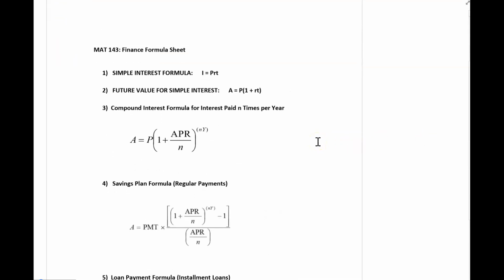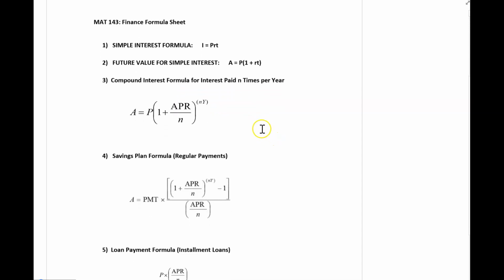And so the first two formulas that we see are the simple interest formula, the future value for simple interest formula, and then the third one, compound interest formula for interest paid n times per year. And so because the problem states compound interest, we're going to use this formula here. A is equal to P times 1 plus the APR divided by n, raised to the n times y.